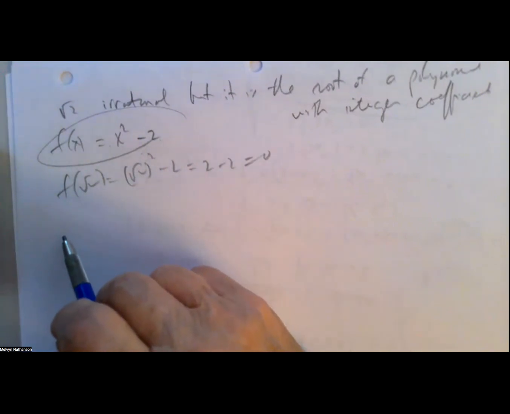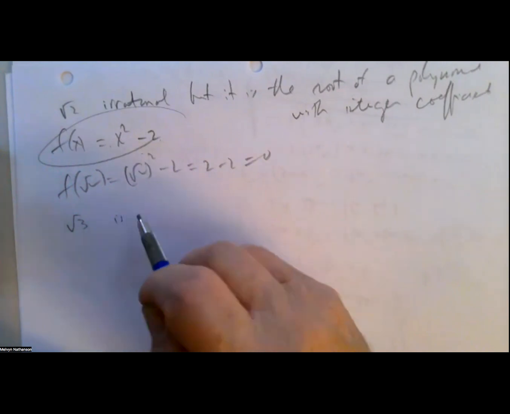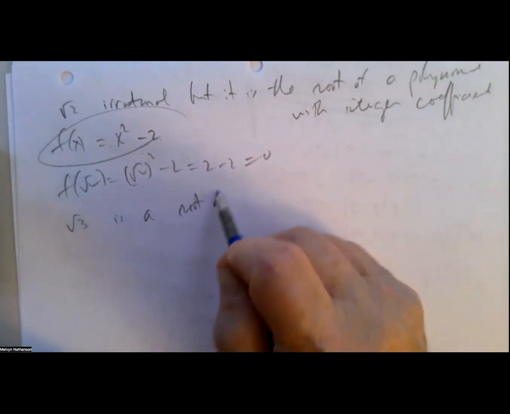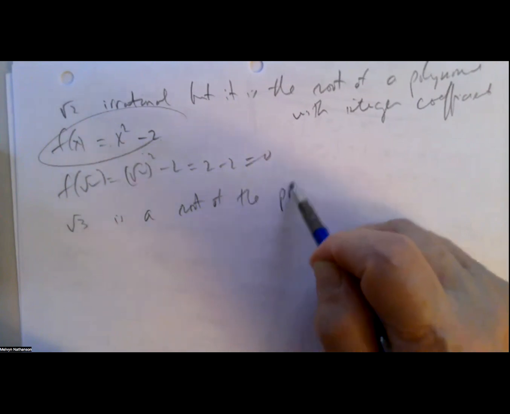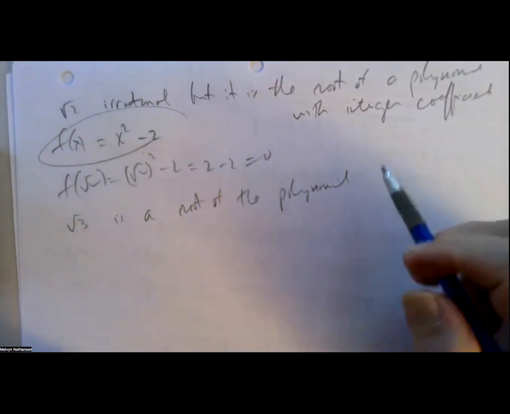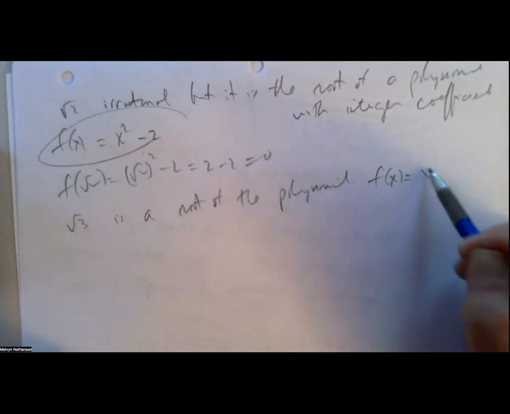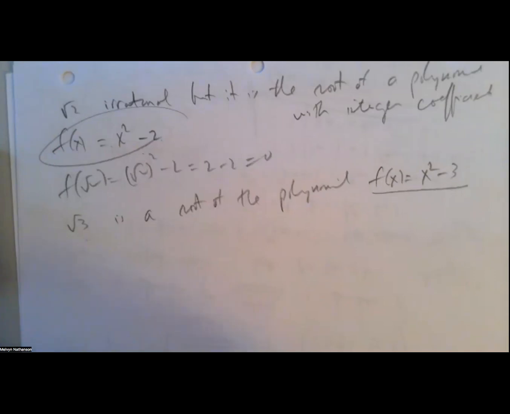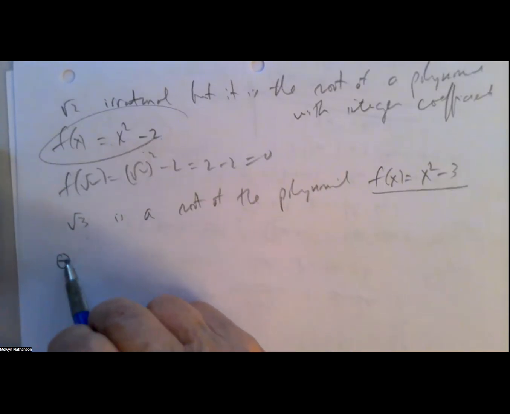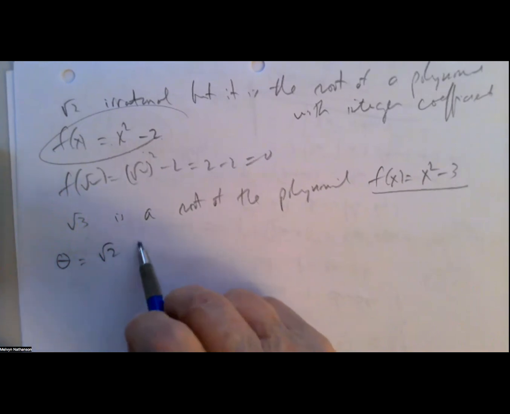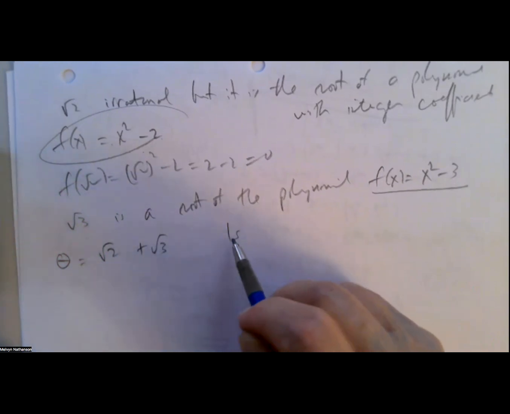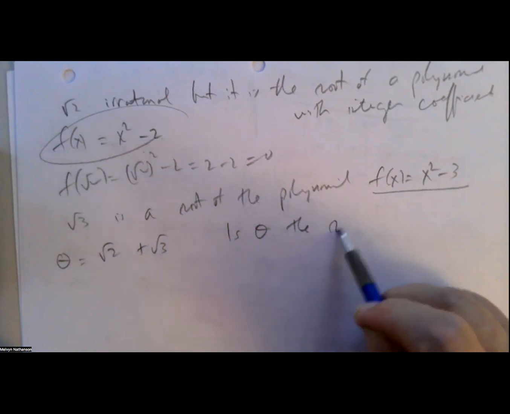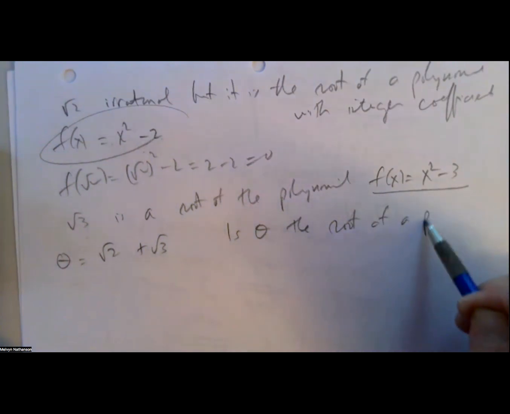Suppose I take the square root of 3. The square root of 3 is a root of the polynomial f of x equals x squared minus 3. So the square root of 3 is irrational, but it's still the root of a polynomial, a quadratic polynomial. Suppose I take the number, let me call it theta, the square root of 2 plus the square root of 3. Is theta the root of a polynomial?